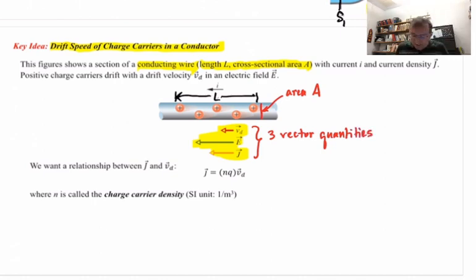What we want is a relationship between the current density, J arrow, and the drift velocity, v_d arrow. I will just tell you what that expression is, and then we'll show you how to get it.